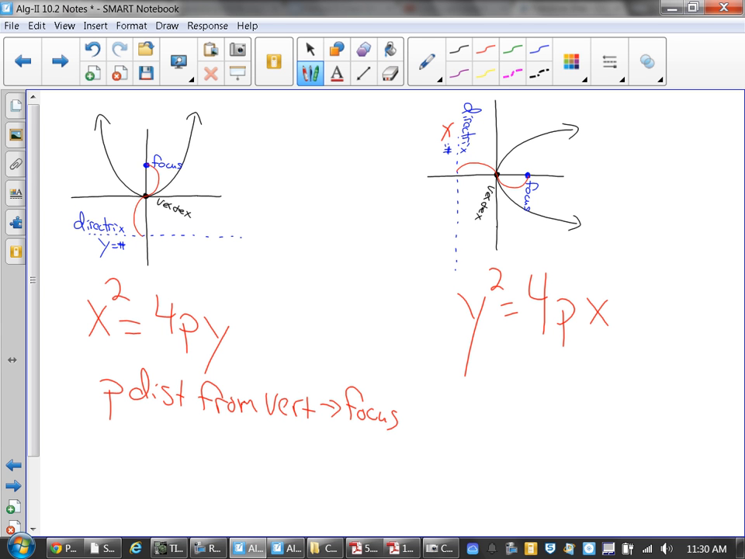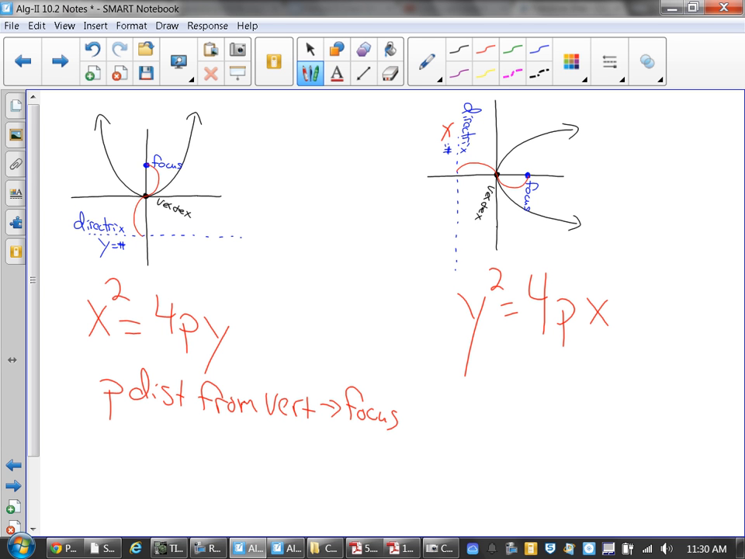If the p-value is positive, what direction do you think it's going? Correct. It's going to move to the right. And if the p-value is negative, it would be opening to the left, because your vertex is always going to open towards the focus. So that p-value tells you which way it's going to go.